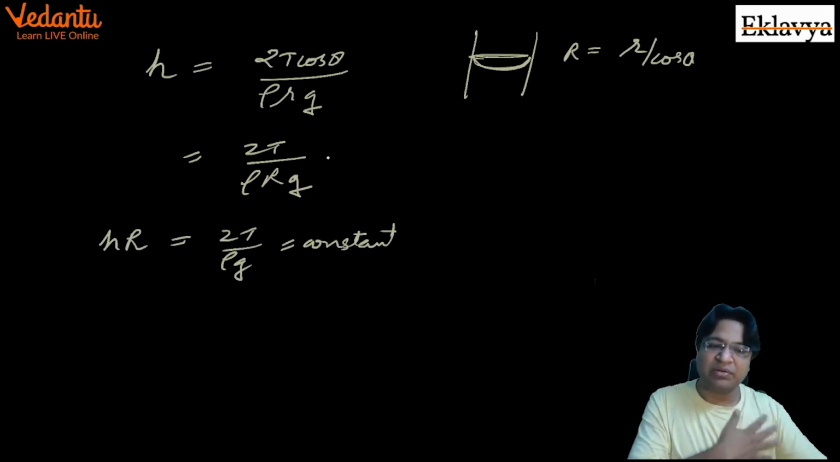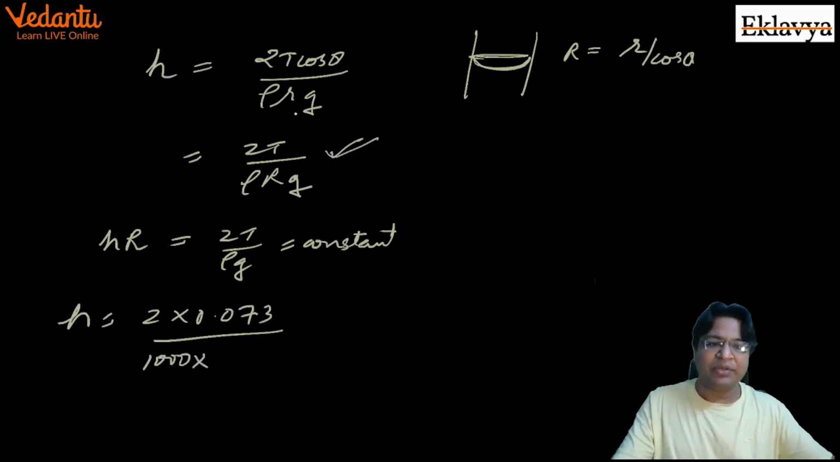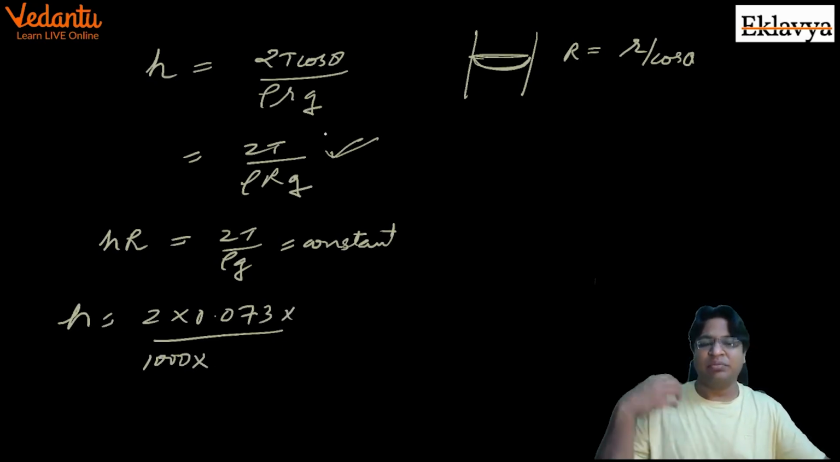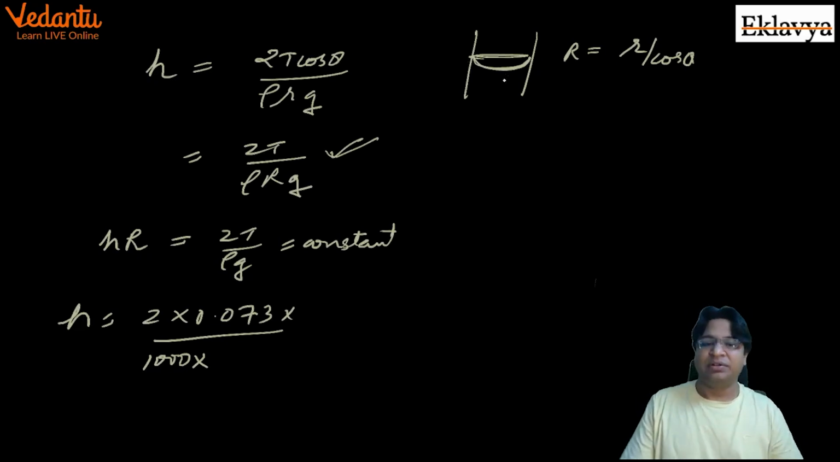So first let us calculate this number. This number is 2 into 0.073 divided by density, that is 1000, into r, into cos theta, which would be 1 here. Cos theta would be 1 because it is wetting the surface completely, because theta is 0. So the meniscus will take the shape of a hemisphere, and in this case the small r and capital R become equal. But otherwise we have to use this.